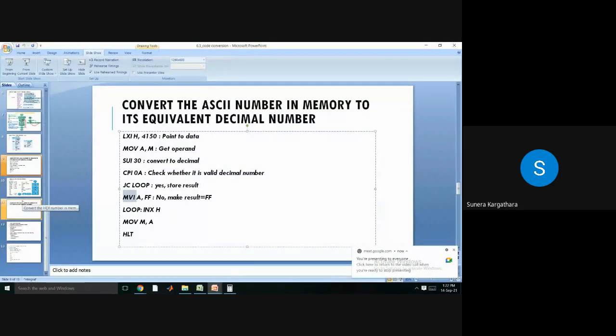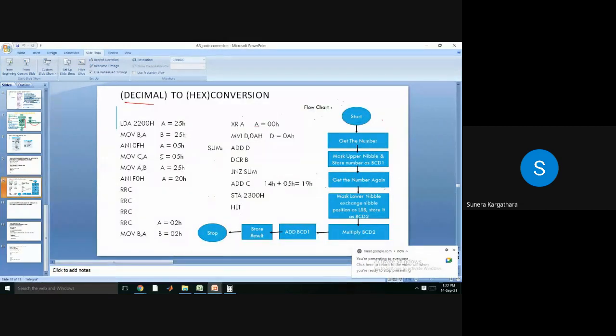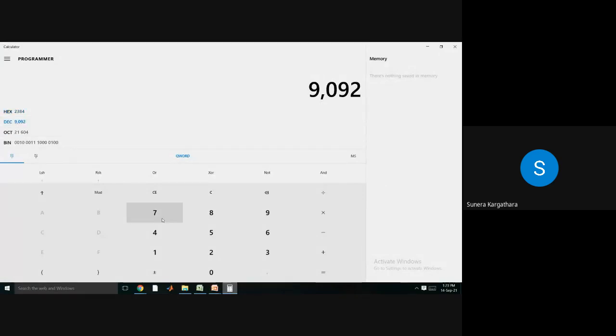Okay, the last part of this particular chapter that we want to discuss now is, as I discussed, a common and very useful conversion, which is decimal to hex conversion. Students, just try to understand: suppose I have a decimal 25, what is the equivalent hex? 19. Decimal 25, equivalent hexadecimal is 19.